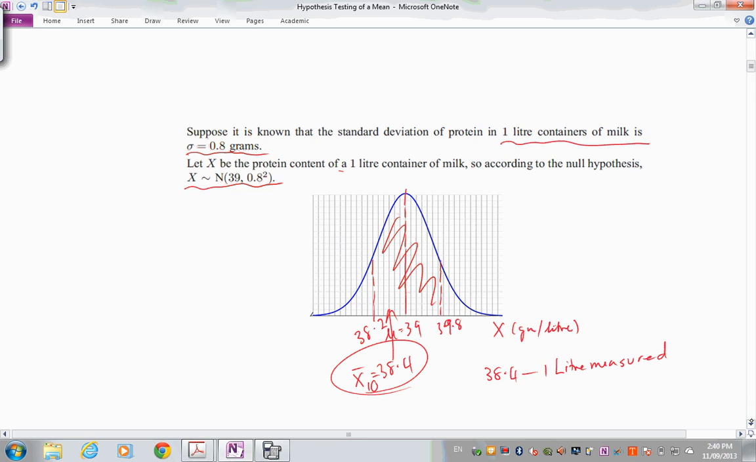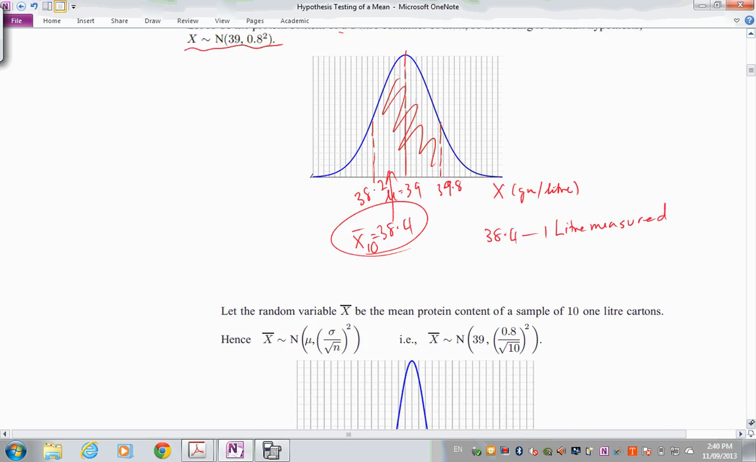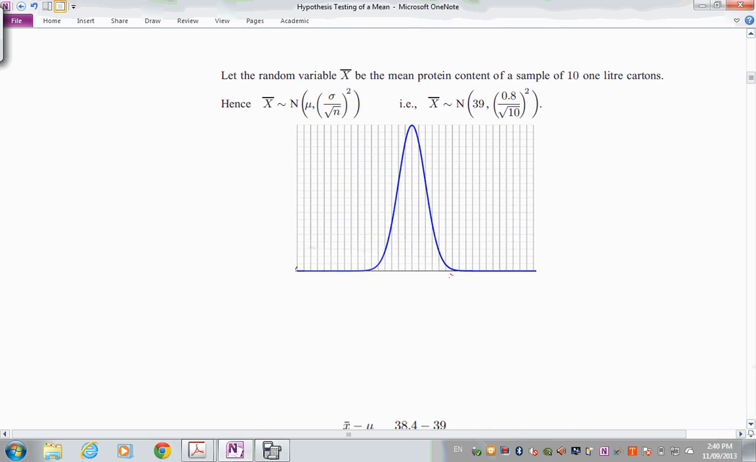Oh, well, let's have a look at the distribution we should be checking our x bar 10s against. This is x bar 10, the average of 10 in grams in a litre. Oh, it's narrower. Yeah, I remember. X bar will be distributed around the same mean, but with a smaller standard deviation. It's going to be this one here.